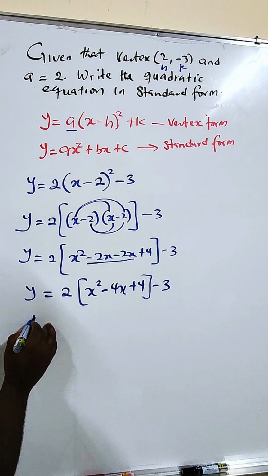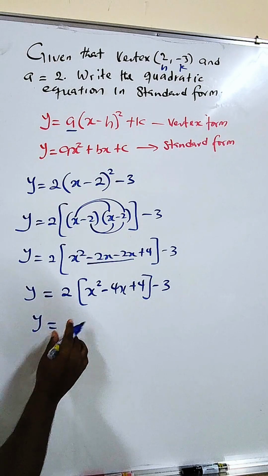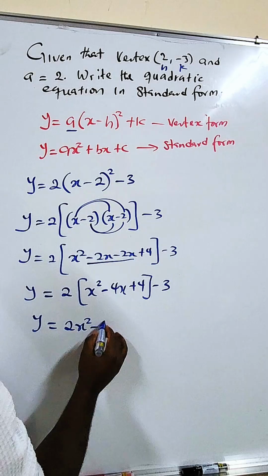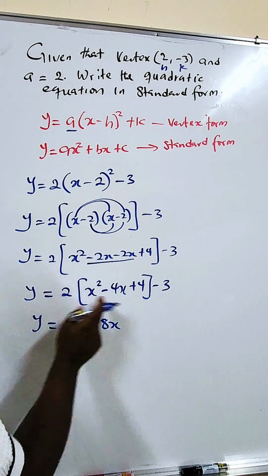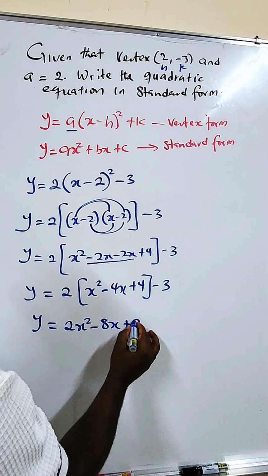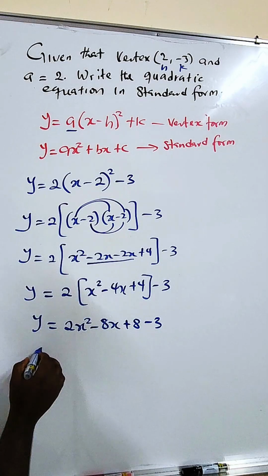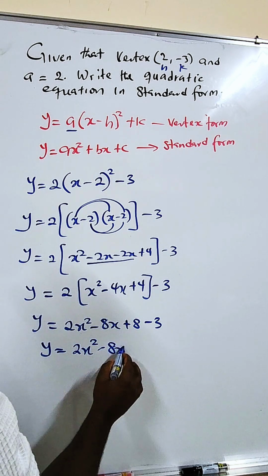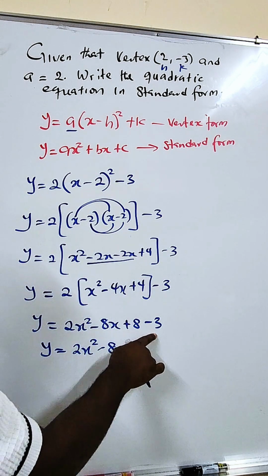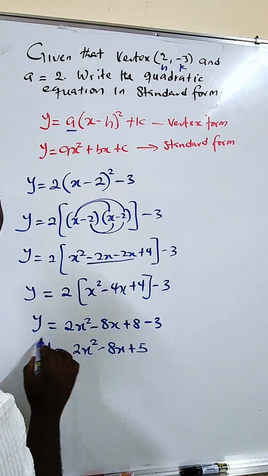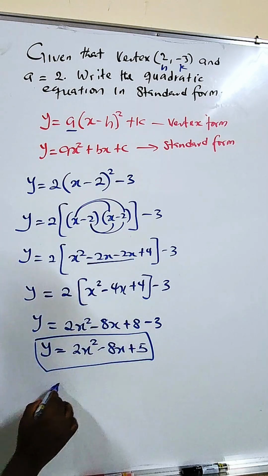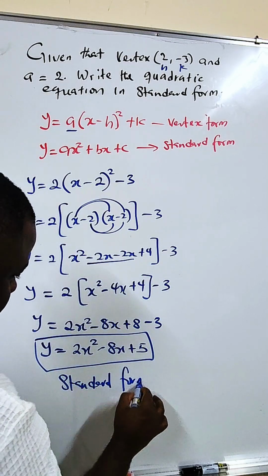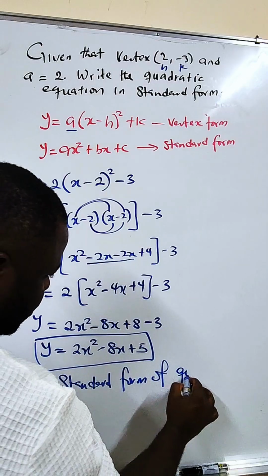So let's open the bracket. You now have y equals 2 multiplied by x squared, which gives you 2x squared. 2 multiplied by negative 4x gives you negative 8x. 2 multiplied by plus 4 gives you plus 8. Then minus 3. So y equals 2x squared minus 8x, plus 8 minus 3 gives you plus 5. So this is the standard form of the quadratic equation.